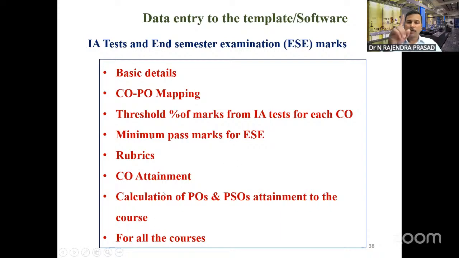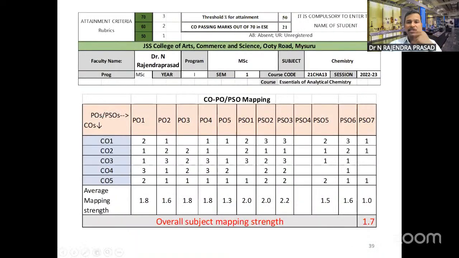Then one course, one set of calculation you have to do. If there are 40 courses, for all the 40 courses, you have to repeat this. Then you have to get the consolidated report. Okay, this is a template that I have developed in our institution to prepare the attainment reports. First CO attainment reports, then PO attainment reports.